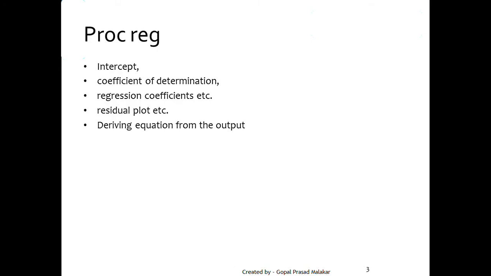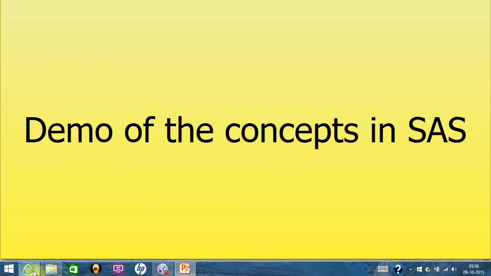Let me explain some statistical procedures and how you achieve them using SAS. First in that series is PROC REG, regression analysis. How do you do that? And specifically, how do you get the intercept, coefficient of determination, regression coefficients, how do you get the residual plot, the plot of the data, and how do you derive the equation from the output? So let me show it to you.